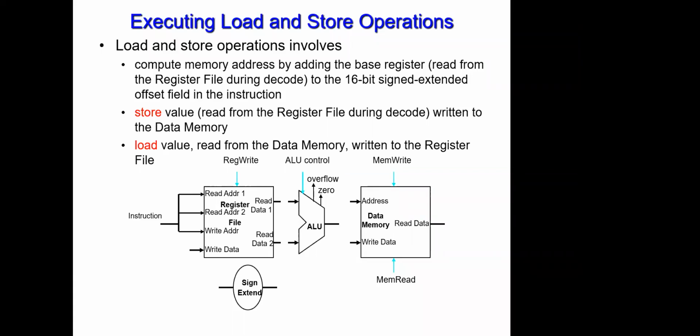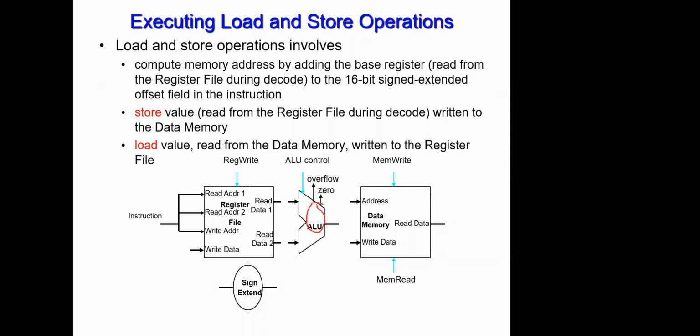Because I have to have a base address plus or minus a certain particular offset. So I will need that guy. I will need this ALU. But this ALU has two inputs. This ALU basically needs two inputs. One input will be the base address, and the other input will be the offset.